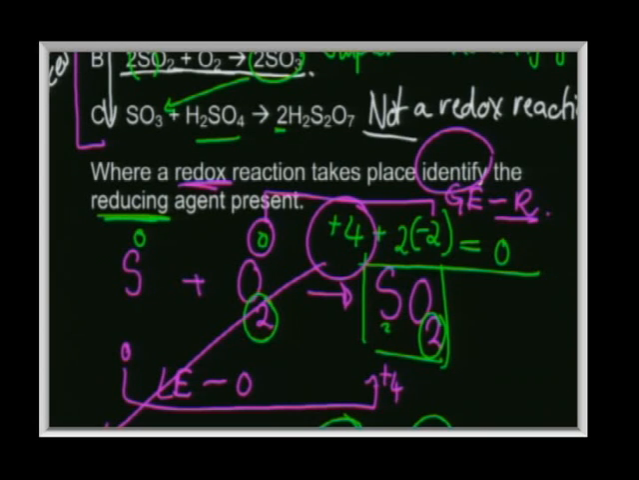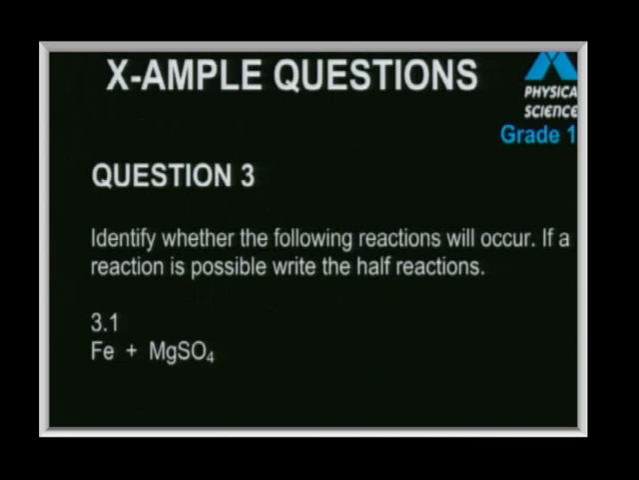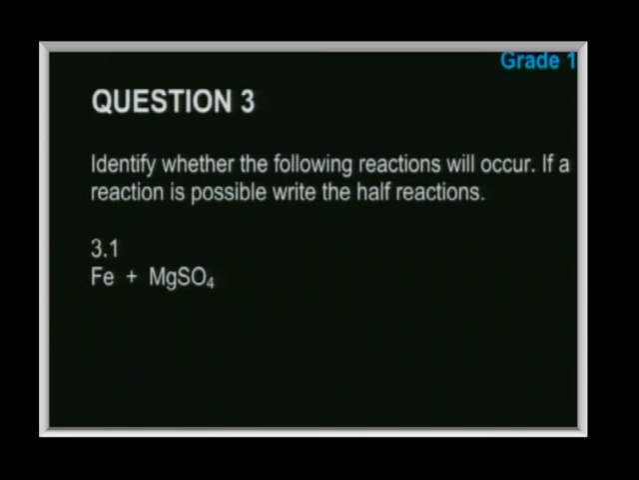And obviously, if it is not a redox reaction, I won't have a reducing agent or an oxidizing agent. Let's see what question 3 asks us. Question 3 asks us to identify whether the following reactions will occur. Now remember, we had a quick look at that in the previous question, whereby we looked at a change in oxidation numbers to determine whether it is going to be an oxidation-reduction reaction.